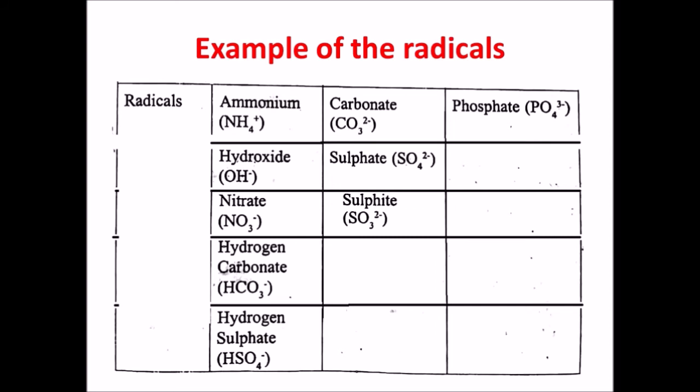We have the examples there. Ammonium ion with a positive charge has a valency of 1. Hydroxide ion with a charge of single negative has a valency of 1. For others, for example, the carbonate with 2 negative, the valency is 2. And the phosphate with a charge of 3 negative, the valency is 3.